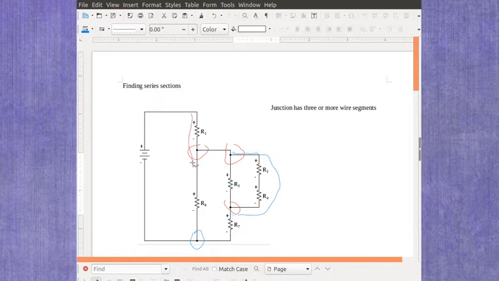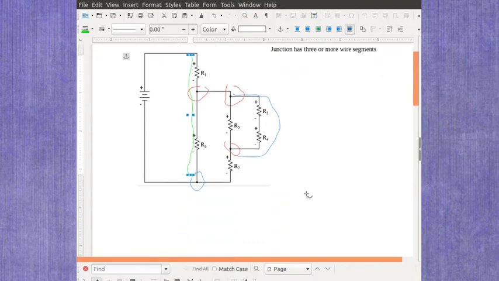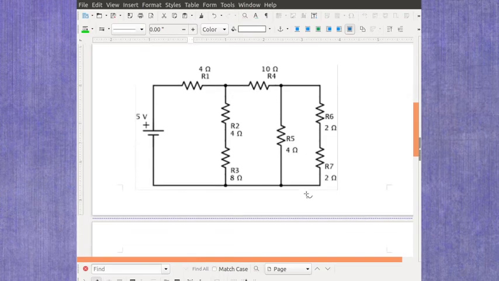But if I were to look at this path, that one is not series because there's a junction in between those 2 resistors. So I can't treat R1 and R6 in series at this point, but I could treat 3 and 4 in series.